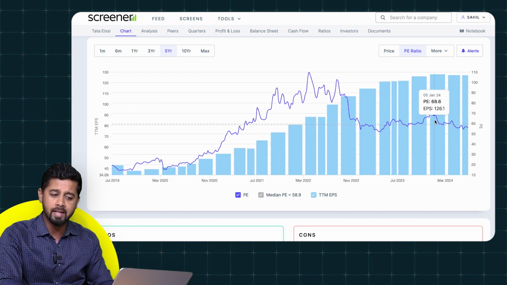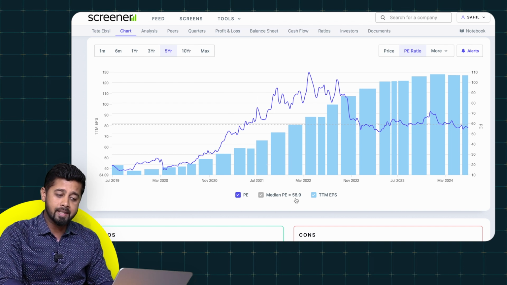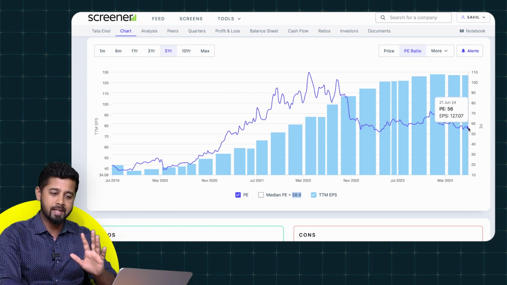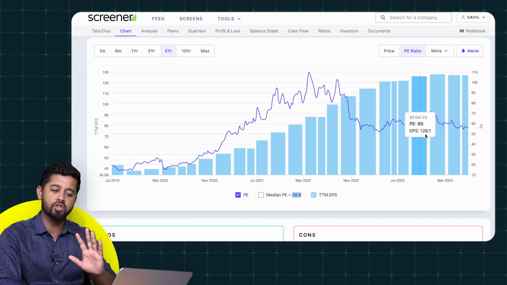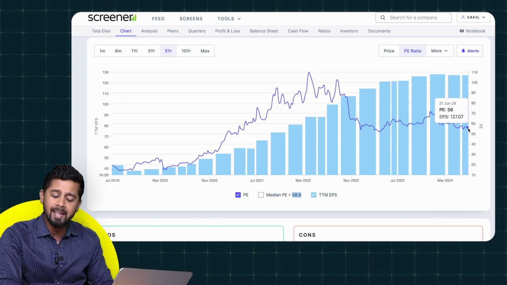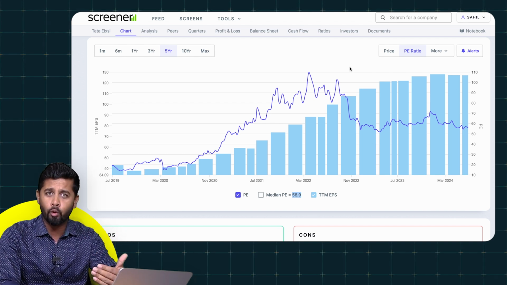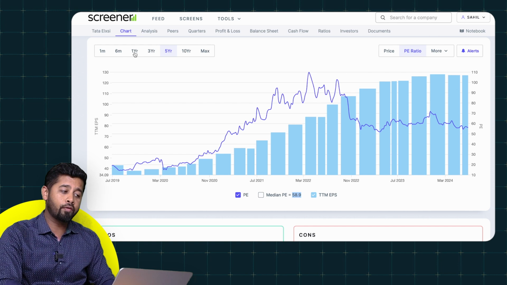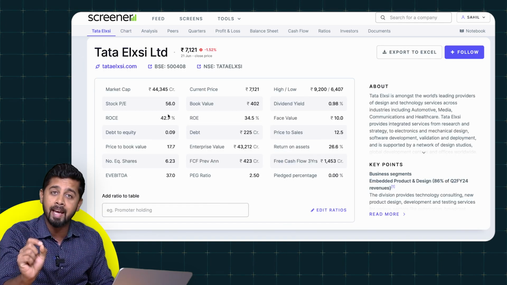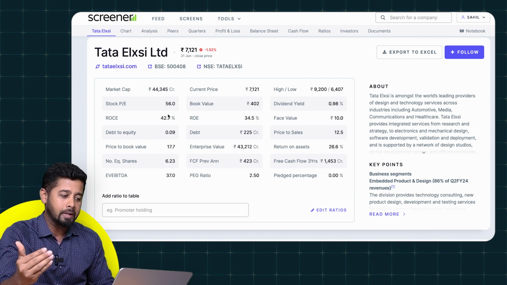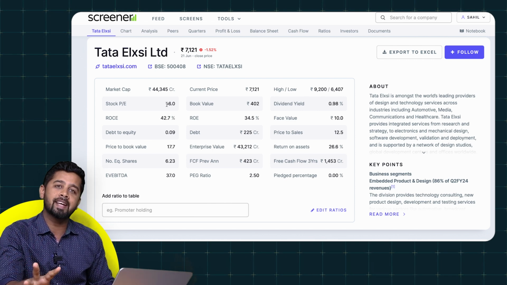So the PE ratio suggests that over 5 years, it is trading at a median PE of 58.9, and its current PE is 56. So similar to its median PE. Still, I believe that everything would boil down to the earning growth in the coming quarters. If Tata Elxsi can sustain a 25-30% kind of CAGR growth in the years to come, it is worth paying this kind of PE.